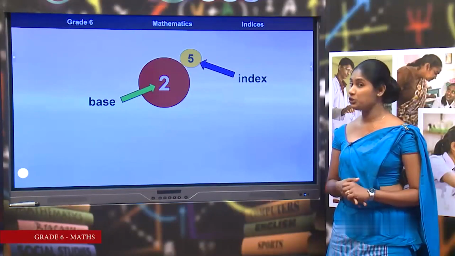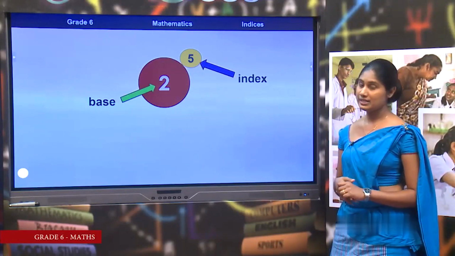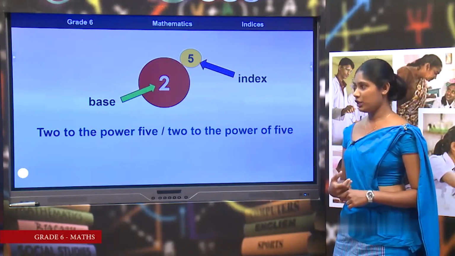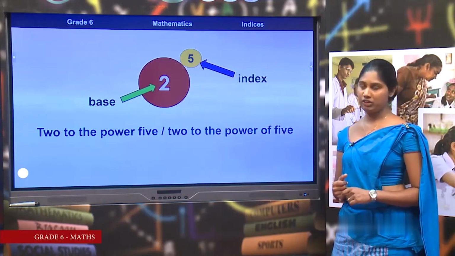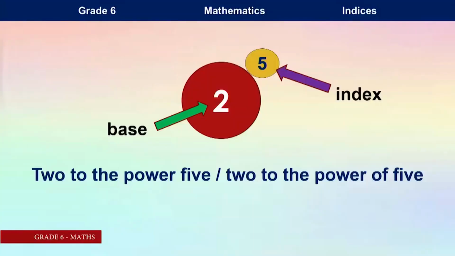How to read this? Do you know how to read this? This is the way: 2 to the power 5. We should read the base first, that is 2, and you can read the index as the power. So it is 2 to the power 5, or 2 to the power of 5. How to read this, children? 2 to the power 5 or 2 to the power of 5.